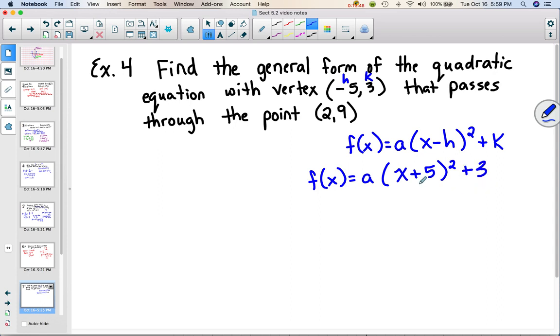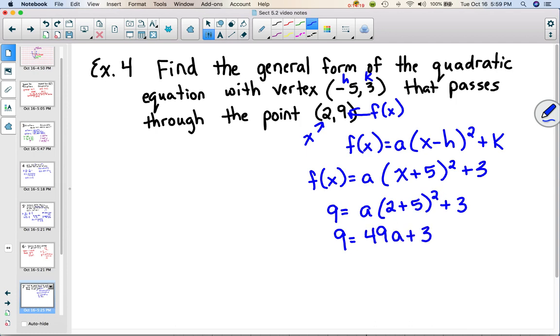What don't I know? I don't know a, but I need something to plug in for x and for f of x. They give me a point, so this is a value for x, and this is a value for f of x. Remember, f of x is like having a y. So I'm going to substitute those in: 9 equals a times 2 plus 5, quantity squared, plus 3, and now you can solve for a. 7 squared is 49, so I have 49 times a plus 3. When I solve this, and it's not necessarily a nice number, we get 6 over 49.